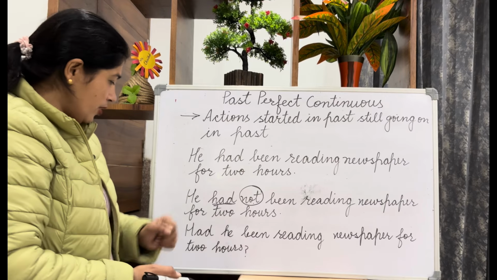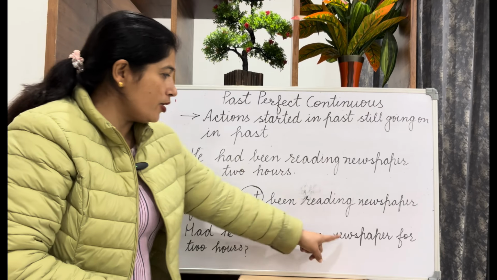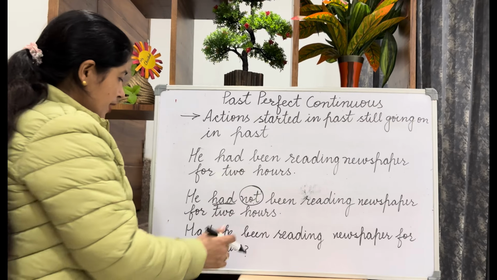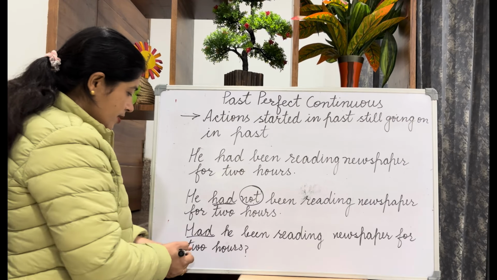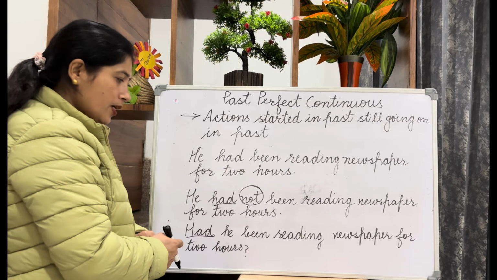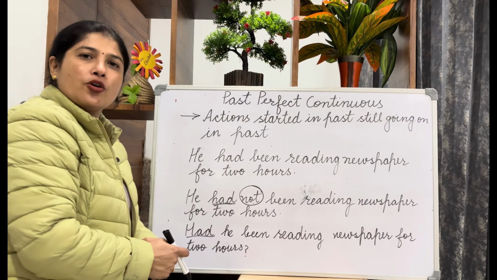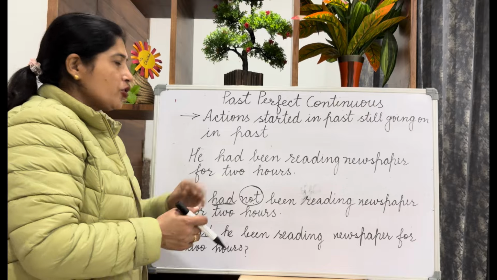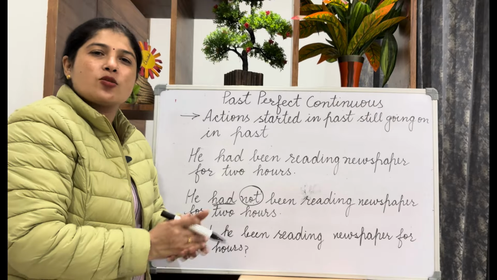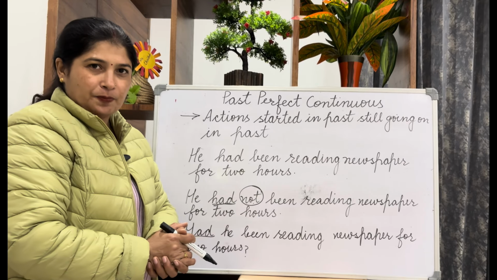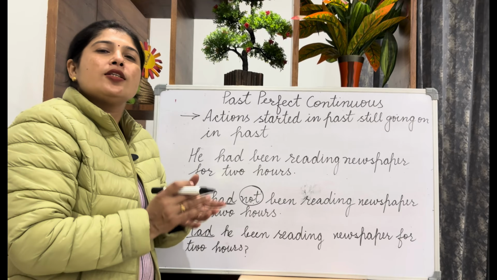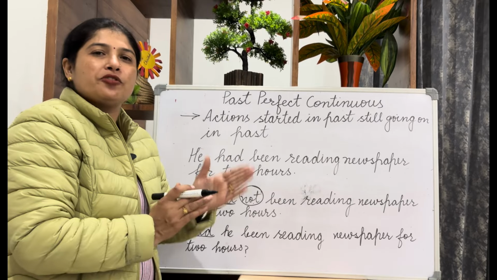Then see the question. Had he been reading newspaper for 2 hours? This will be the question. We have to start the sentence with had. Had he been reading newspaper for 2 hours? This will be the question of the sentence. So this was all about past perfect continuous tense. In tomorrow's video, I will be teaching you the future tense, all the 4 forms.